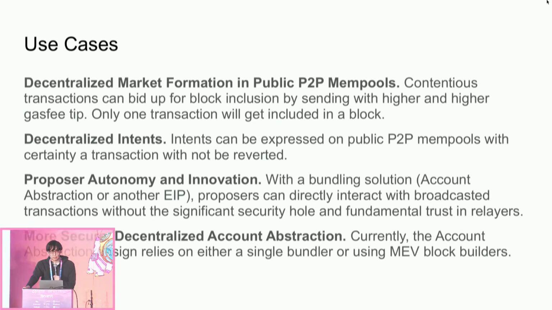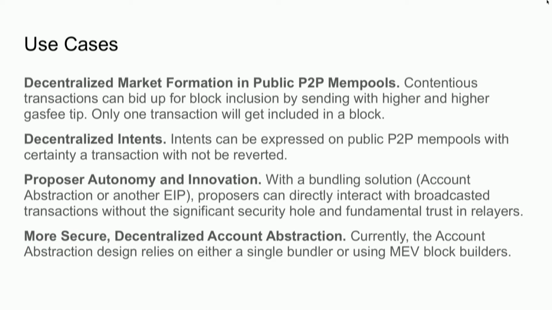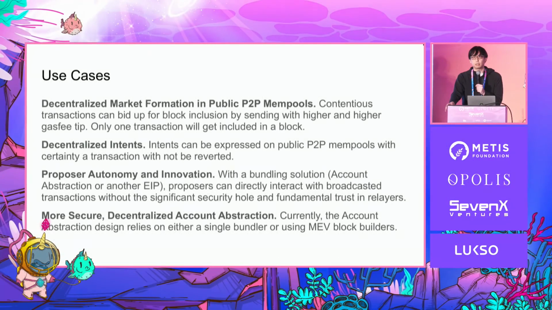And so what are some use cases? Decentralized market formation and P2P mempools. That means that, that NFT example you saw earlier, people just bid up their gas fees. It's just the gas tip. You just start increasing that. It propagates. Everyone can see that. And on the P2P network, you can just get a view on whoever the current potential winner is. You don't need to rely on these centralized parties. And it creates the opportunity for true decentralized intents.